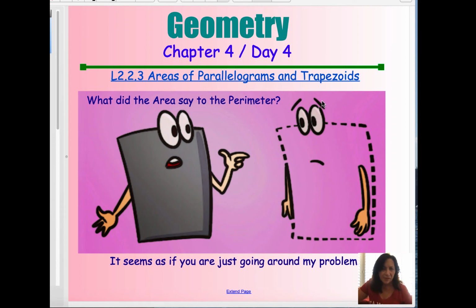Hi everyone, today's lesson is for geometry, chapter 4. We are on lesson 2.2.3 for CPM geometry, areas of parallelograms and trapezoids.